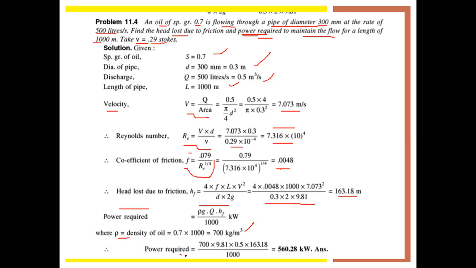Therefore, what is the power required? The power required is equal to rho value is known, G value is known, 9.81, Q value is known and HF value is known, divided by 1000. After substituting all the values, I'm simplifying. Finally, you are getting the power is 560.28 kilowatts.